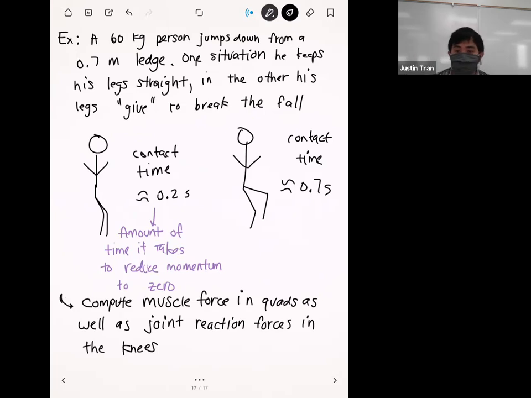So what does it mean to give and break the fall? It's a good question. In the first situation, when he falls down, his legs are just going to stay locked. So you're basically just going to be a rigid object that falls and just hits the ground like that.